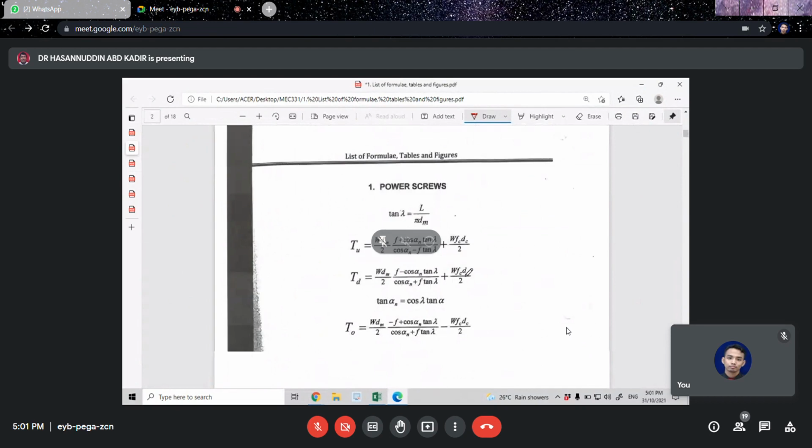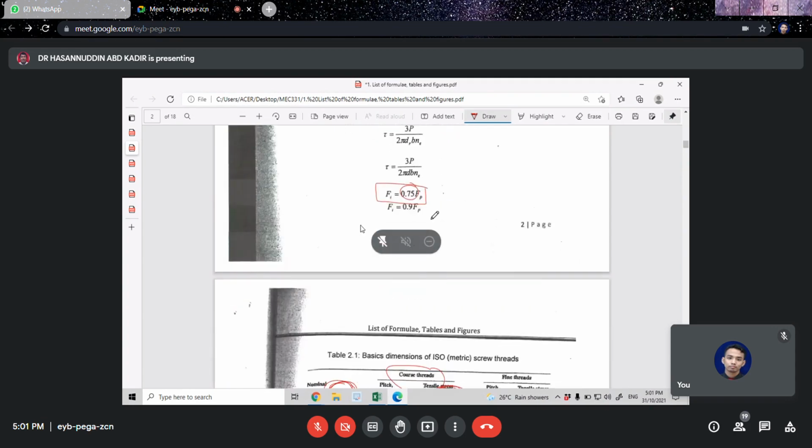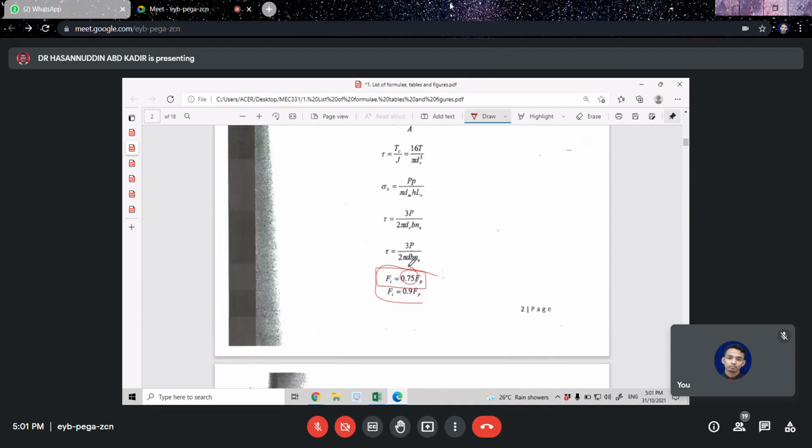Please have your list of formulas and be familiar with every type of this one. This one I repeat again, this one is on the proof. Proof is related to the FI later. This is proof, this one is FI. Okay, permanent is 0.9, 0.75 is reusable.